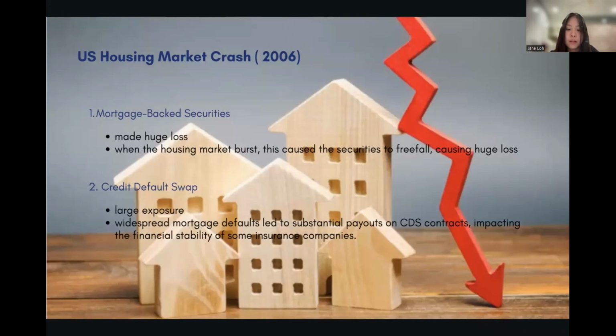mortgage-backed securities, a type of financial instrument that represents an investment in a pool of mortgage loans. When the housing market burst, this caused the securities to free fall, causing huge losses. Then, this also causes a large exposure to credit default swap, a financial derivative that allows an investor to swap off or offset their credit risk with debt with another investor. The widespread mortgage defaults led to substantial payouts on CDS contracts, impacting the financial stability of some insurance companies.